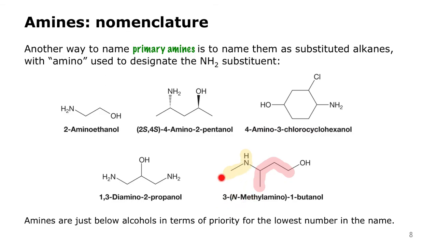But how do we indicate that there's something actually attached to that nitrogen? It's not just a simple amino group with an NH2. And IUPAC uses a capital letter N to indicate substituents attached to the nitrogen. And the way this is read is 3-(N-methylamino), meaning the methyl group is on that nitrogen, 1-butanol. And you notice the parentheses so that we understand that that N-methylamino is its own group.